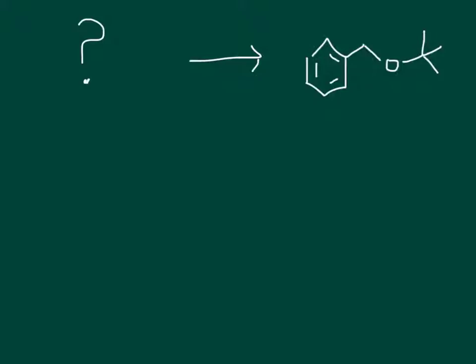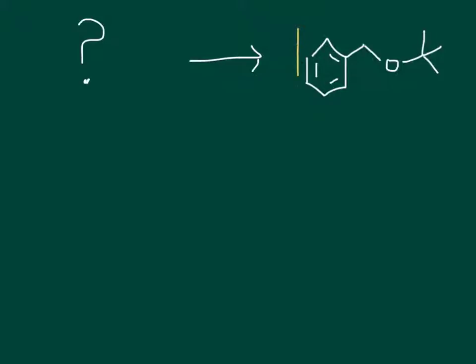Let's start by looking at the product. We need to figure out who the players in this reaction are. If we remember how Williamson ether synthesis works, we know that we start with an alcohol, we deprotonate the alcohol, and then it attacks an alkyl halide. Let's start by identifying what our alcohol could be. Now here there are two options, and we will need to decide which one we're going to start with.